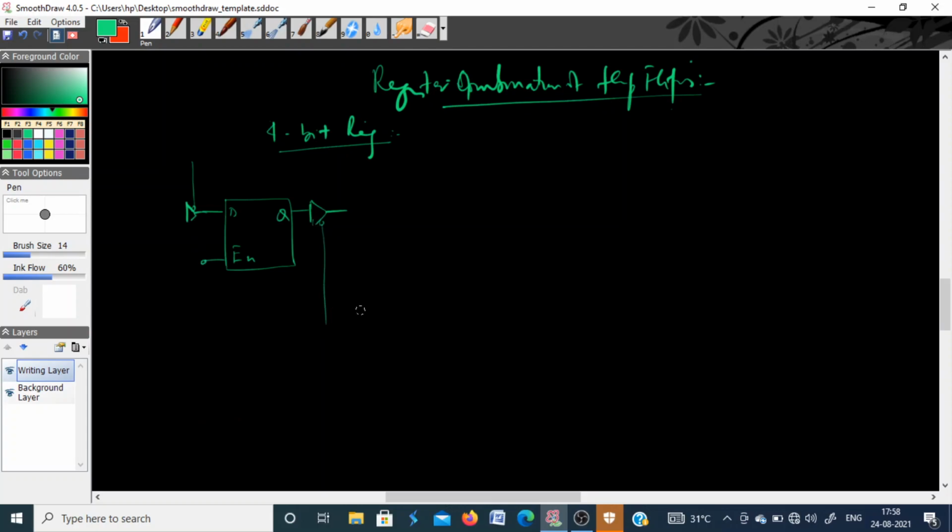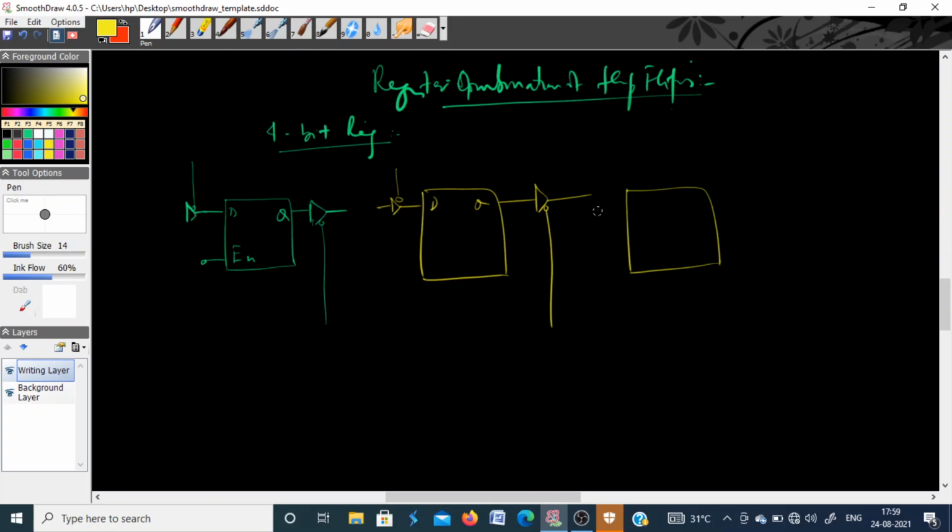Okay, and enable pin must be high. This is one flip-flop. Similarly, you can have one more such flip-flop, the same structure. So you have input, output. This is output buffer. Similarly, one more flip-flop, input with a buffer, output with another buffer. Okay, so one more I will take 4 bits.